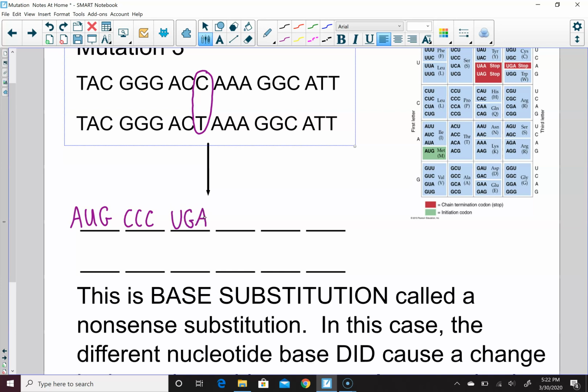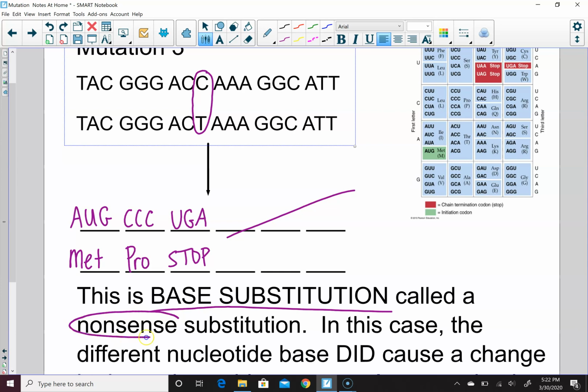Now I already know that is going to be a stop codon, so I don't have to worry about it anymore because it's completely done. So this is going to be Met. This one's going to be Pro. This is going to be Stop. Well, this is a big time problem. It was only a base substitution. I simply changed only one base. But in this case, I got a major problem.